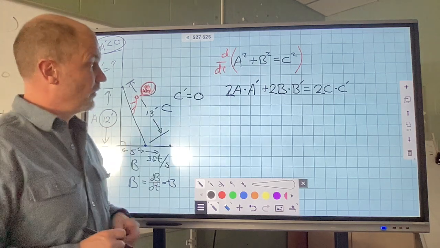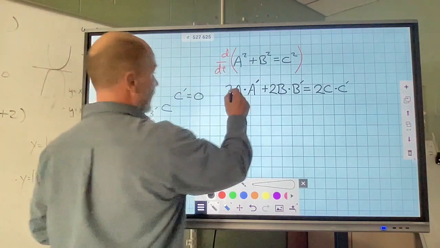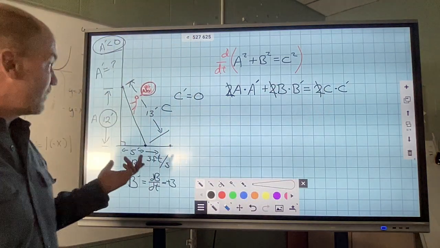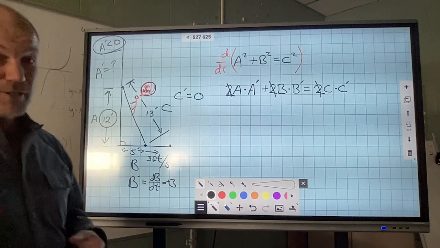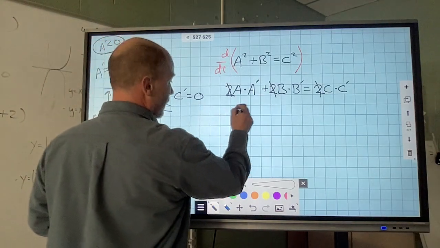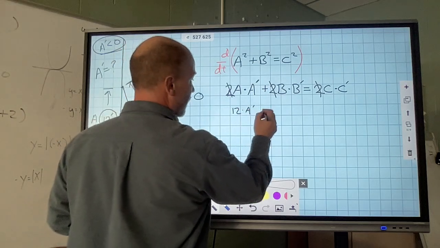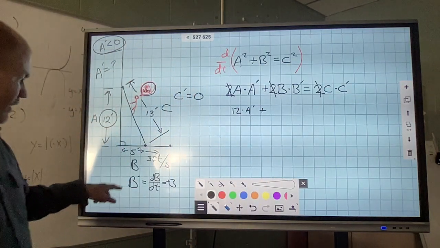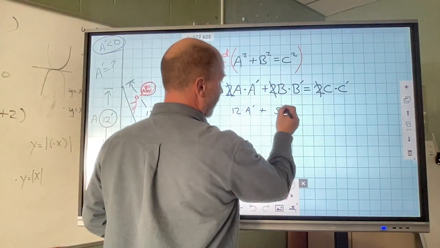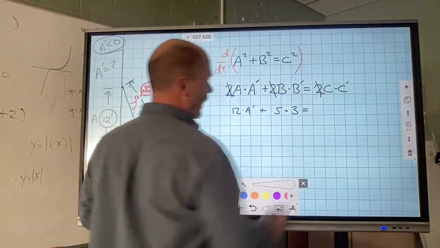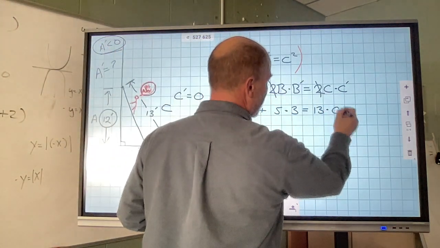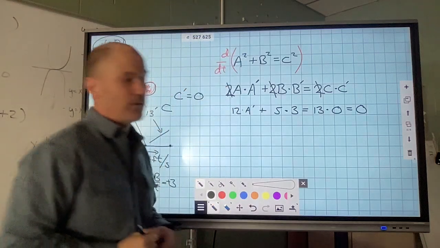I notice that everything is multiplied by 2, so I could divide this whole thing by 2. You don't have to, but you certainly can. And now I just need to plug my values in. At the moment of time that I care about, I know that a is 12, and I don't know a prime. So I'm going to get 12 times a prime plus, and then I look down here and I know that b is 5 and b prime is 3, plus 5 times 3. And I know that c is 13, but more importantly, I know c prime is 0, so the right side of my equation is 0.